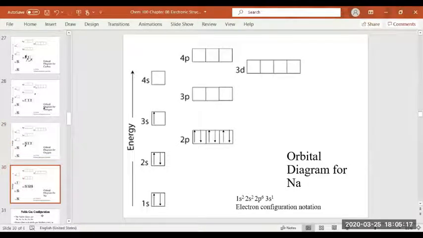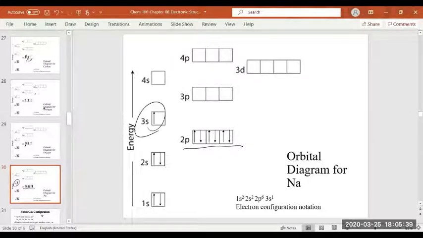Na, for example. We will put it here in 2p, and then you will go and fill the 3s. So try to practice with some example for the element. Try to choose any element from the periodic table and do the electron configuration.